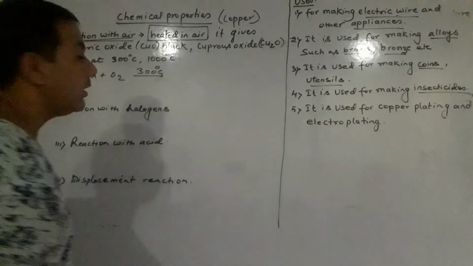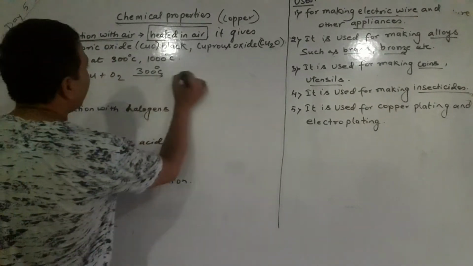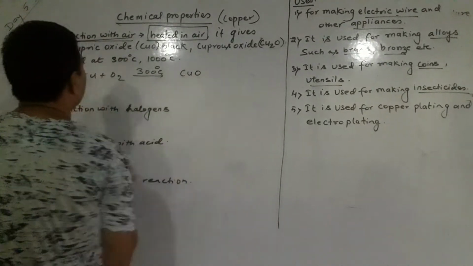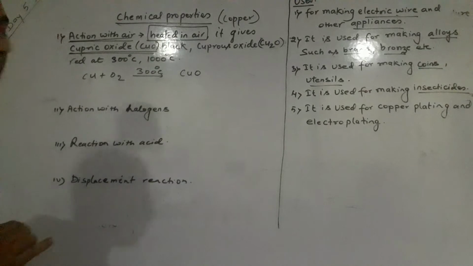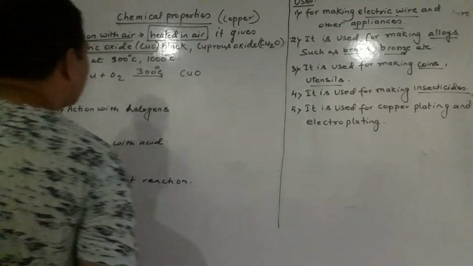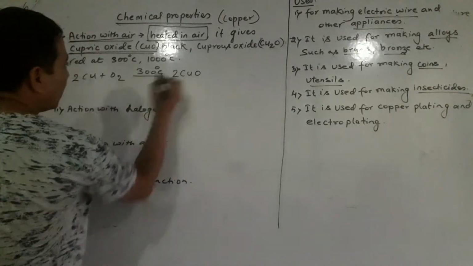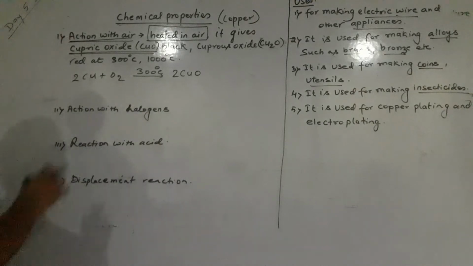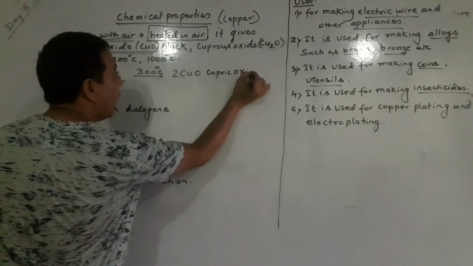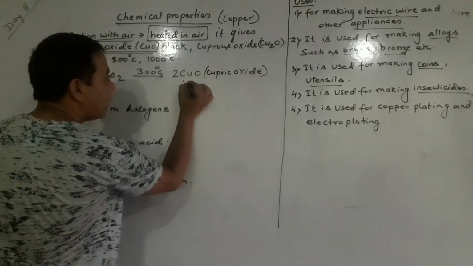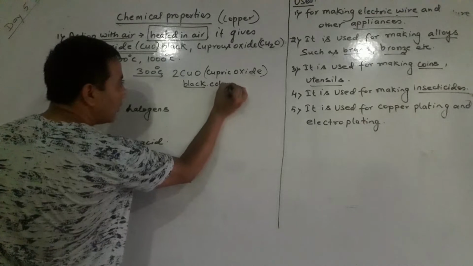At 300 degrees Celsius. When it is heated at 300 degrees Celsius, it will form cupric oxide. So we have to balance the chemical reaction. Now it will form cupric oxide, and it is black in color.